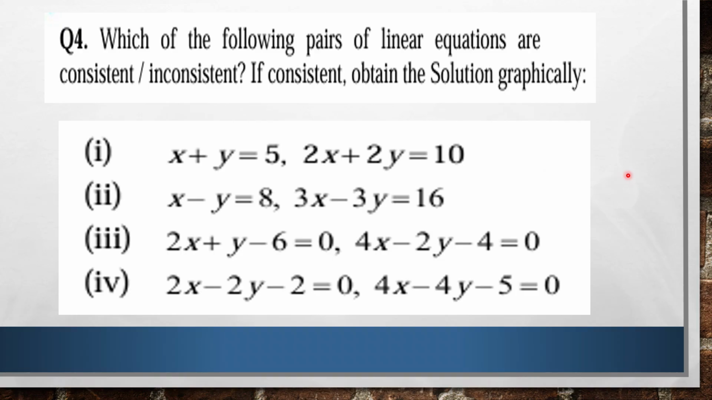Let us continue with question number 4. Which of the following pairs of linear equations are consistent or inconsistent? If consistent, obtain the solution graphically. If the answer is consistent, then we have to draw the graph here. x plus y is equal to 5, 2x plus 2y is equal to 10. That's the first question. Second one, x minus y is equal to 8, 3x minus 3y is equal to 16. Third one, 2x plus y minus 6 is equal to 0, 4x minus 2y minus 4 is equal to 0. Fourth question, 2x minus 2y minus 2 is equal to 0, 4x minus 4y minus 5 is equal to 0.